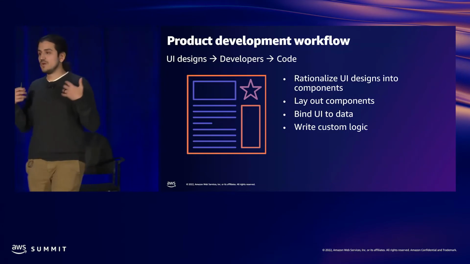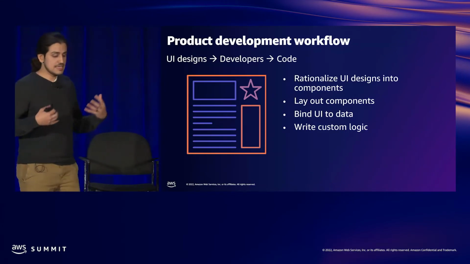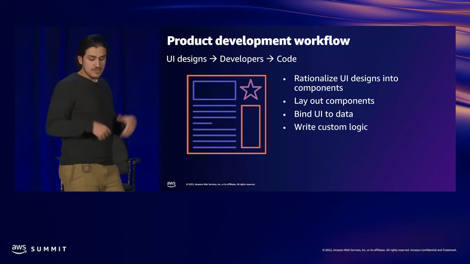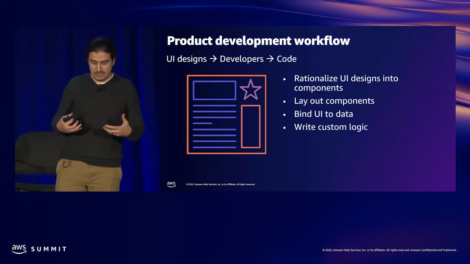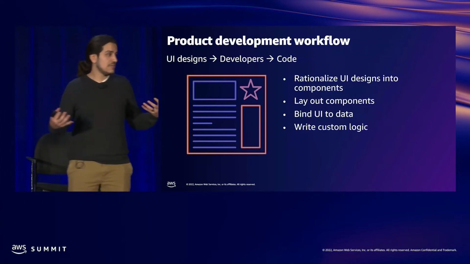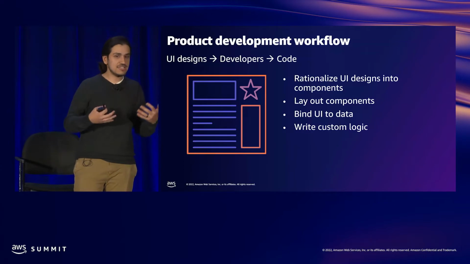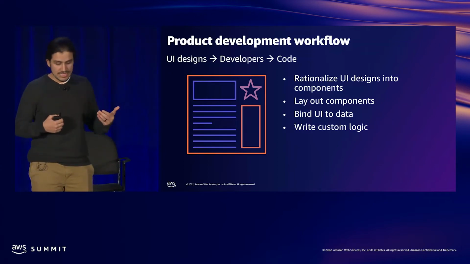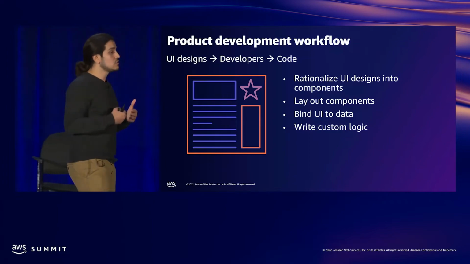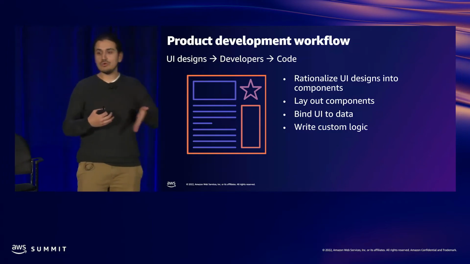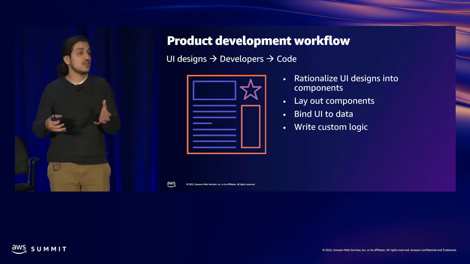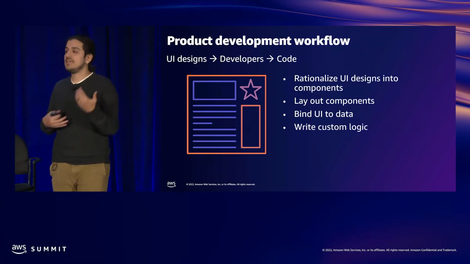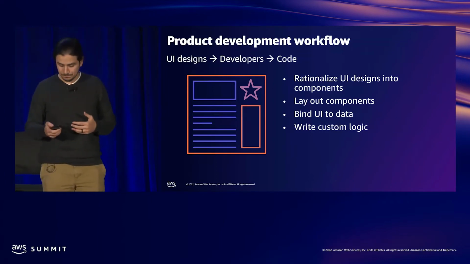So then what the front-end developer does is they take these designs, they rationalize the designs into components, they lay out the components in the way that the design was actually given to them, and they start binding that UI to data, and they also determine places in their code where they have to build custom logic for their application in order for it to behave in the way that they're expecting it to.